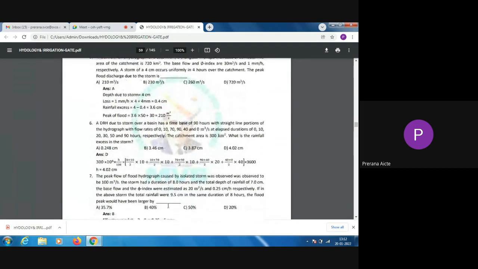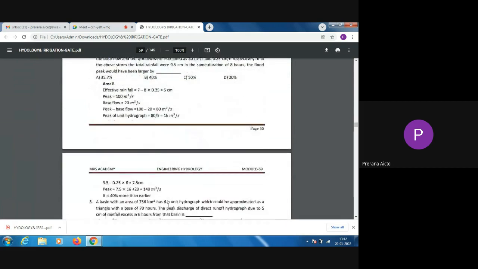Of course, these are all numerical problems. I will share them with you for practice. You can work them out.